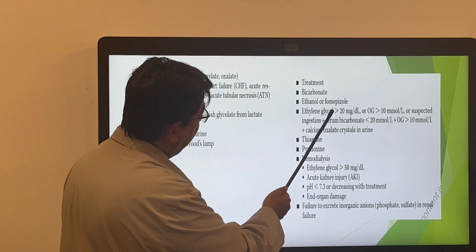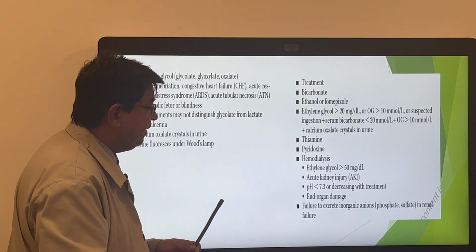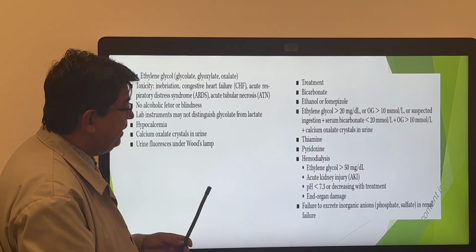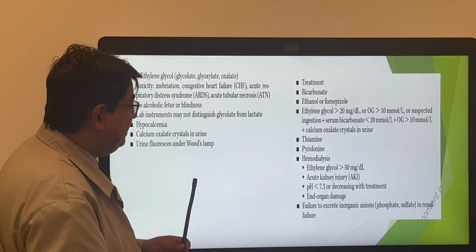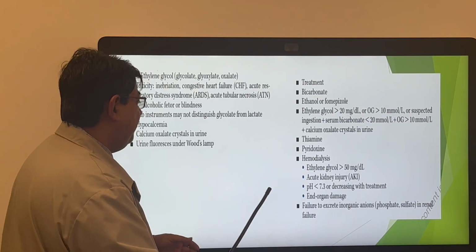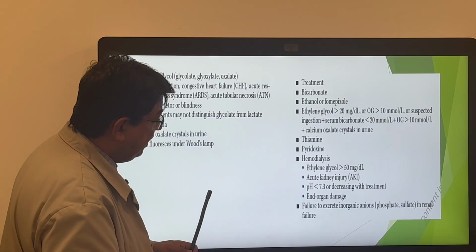And thiamine, pyridoxine. Hemodialysis if the ethylene glycol level is greater than 50 milligrams per deciliter, if there's acute kidney injury, or if the pH is less than 7.3 or decreasing with treatment, and if there's other evidence of end organ damage.